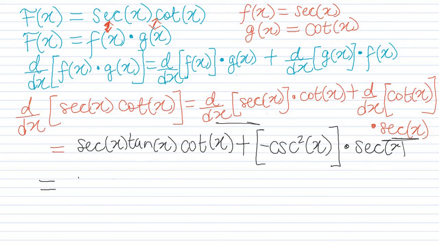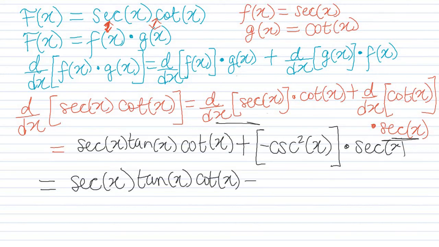So we rewrite this and you have secant x tan x cotangent x minus secant x cosecant squared of x. So that's basically it. Even though this is the last part of the information, if you want to just leave it this way, you already found it, you already derived it, you already added up both sides of the derivative, and you had this.